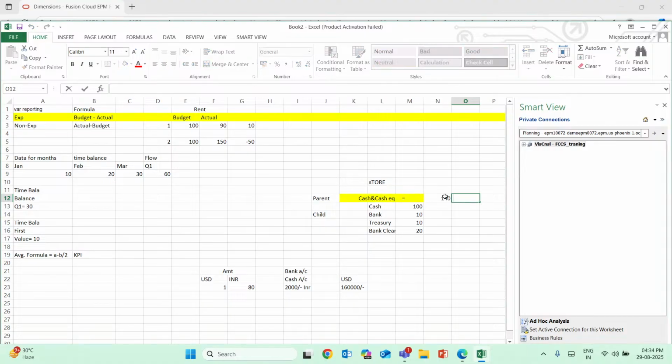Once we enter this and we make the cash and cash equivalent, we already made it dynamic, because we already have data underneath this account, which is cash, bank, treasury, bank clearance. This data is going to be rolled up in the parent. So this is dynamic. That's why this cash and cash equivalent parent has the feature of dynamic calc.